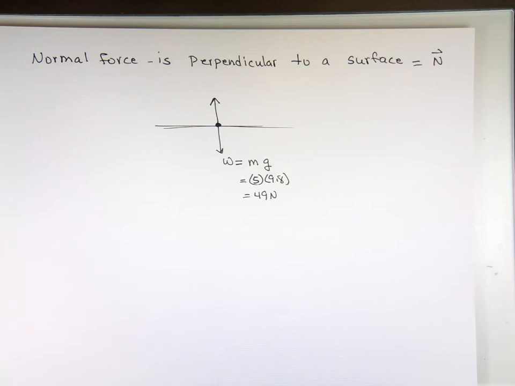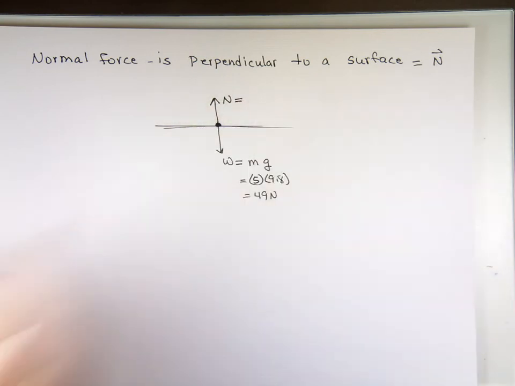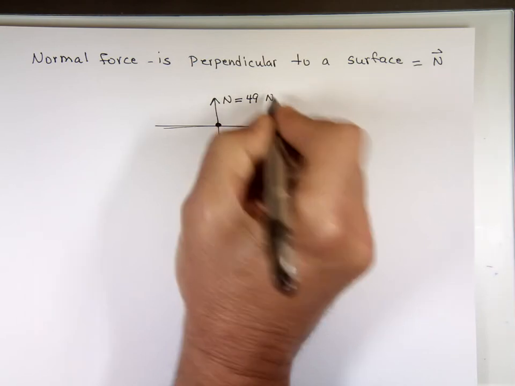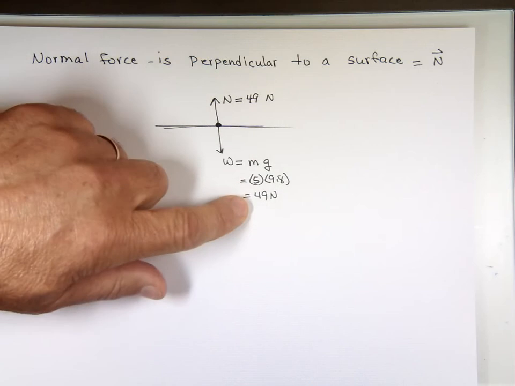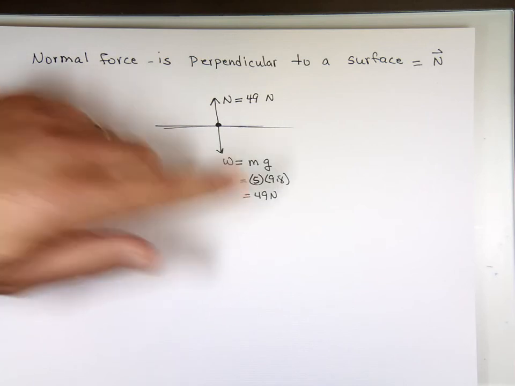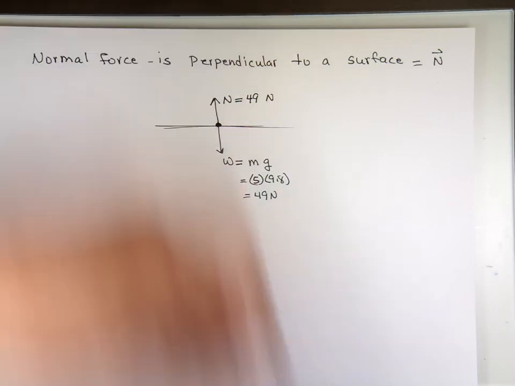So now the table is pushing upward. How big is that force? What should that normal force equal to? It has to be 49 Newton. Why? Because in Newton's second law, if this force was larger than this, what will happen to that book? It will rise. If this was larger than that, if the net force is not zero, this will go through the table.